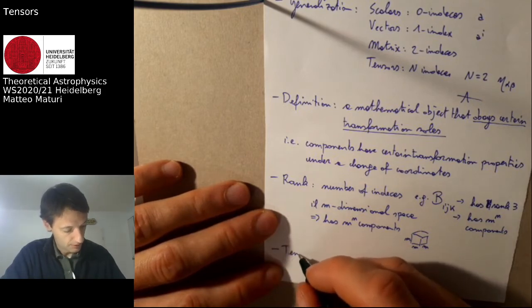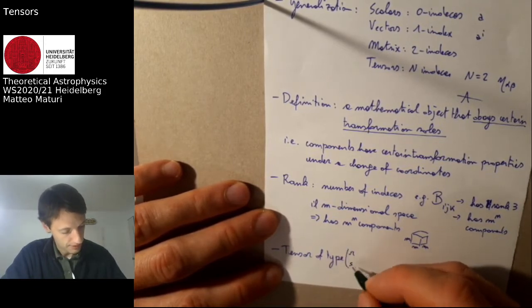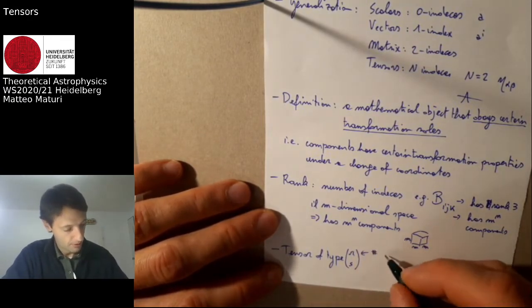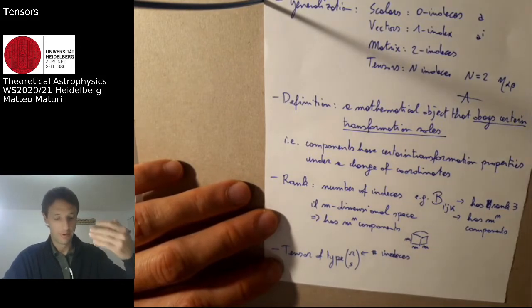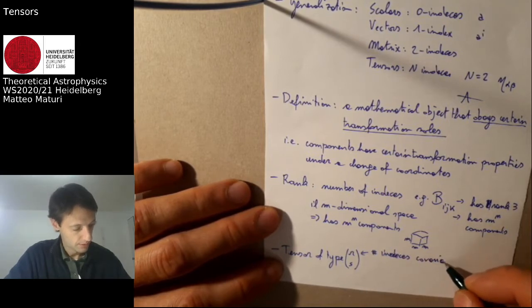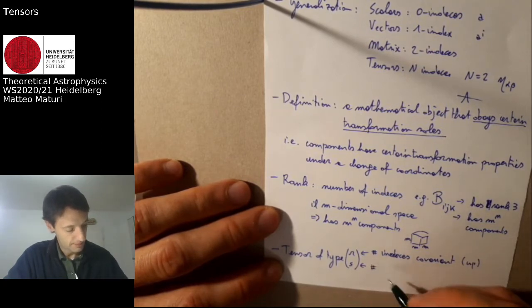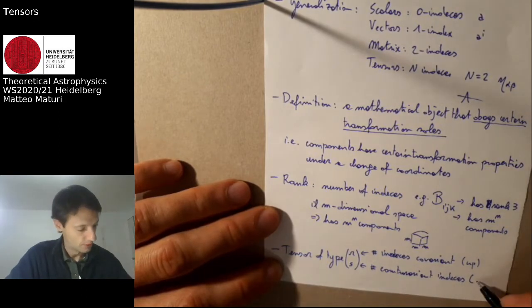Then we indicate a tensor of type (R, S), where R is the number of indices in the upper part, which we call covariant indices, and S is the number of contravariant indices, which are down, in the lower part.